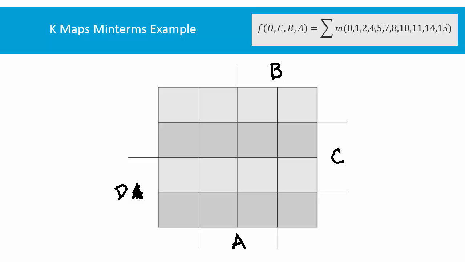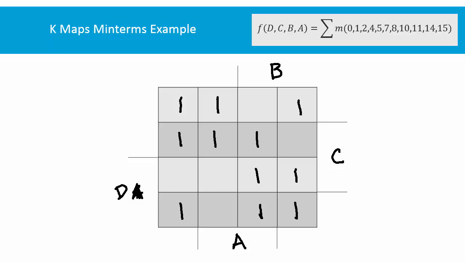So by doing that, we say that minterm 0 is a 1. So we have a 1 here. The 1 is also 1. The 2, the 4, the 5, the 7, the 8, the 10, the 11, the 14, and the 15. So that means those are the ones of the function. So how do we solve this problem?